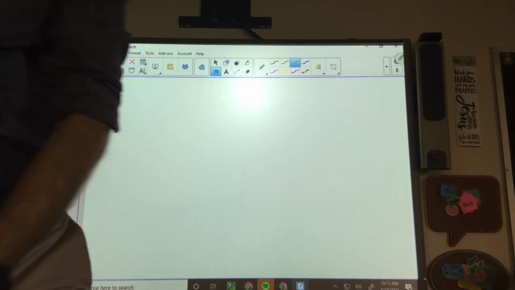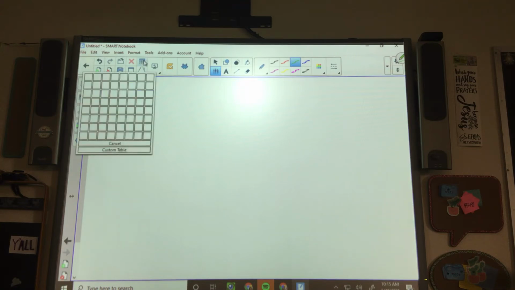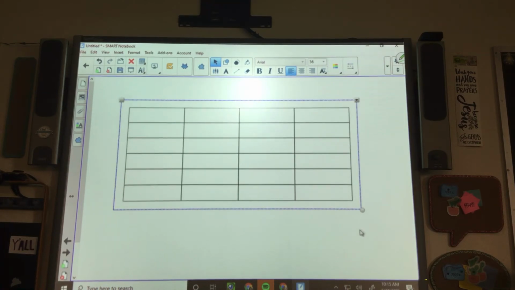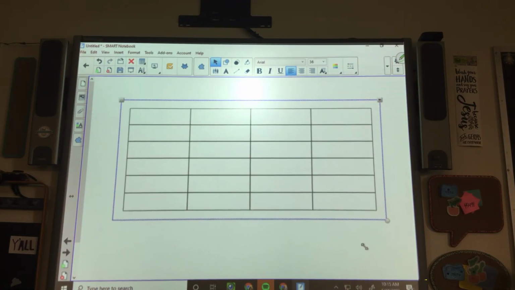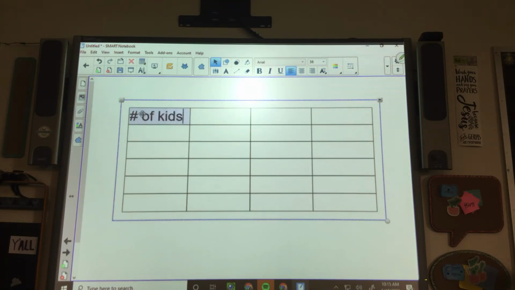All right, so if we look at guided practice on the next page, 215. This table's going to need to be a little bigger. 6 by 4. Top thing is written in. So number of kids.